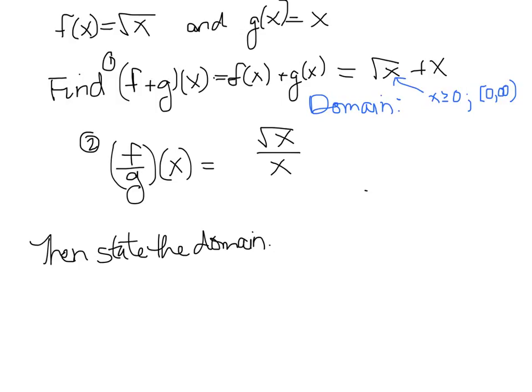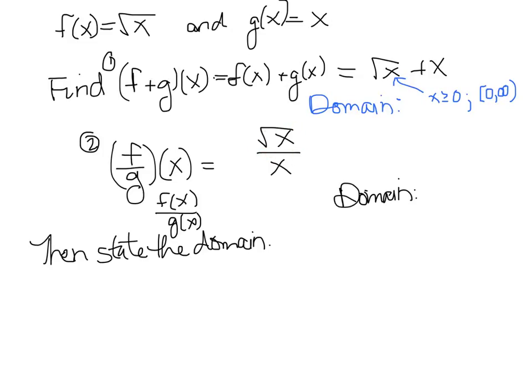When we look at the second function, this is really like looking at f of x over g of x. So we know f of x, again, is the square root of x, and g of x is equal to x. Now, when we look to find our domain for this piece, we have to actually consider both a little bit more than we did last time.